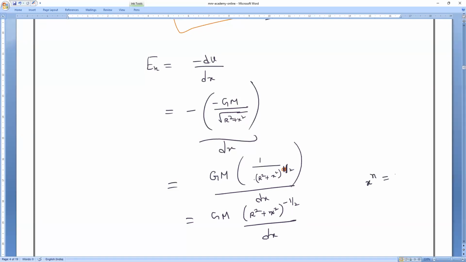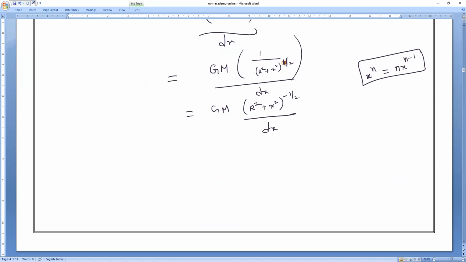X power n is equal to, what is the formula? N into X power n minus 1. That is what it is. So the same formula you apply here and tell me, what formula will I get? Gm into, everybody, power. What is the power? Minus 1 by 2 n into x value. What is the x value? R square plus X square, power 1 by 2 minus 1.